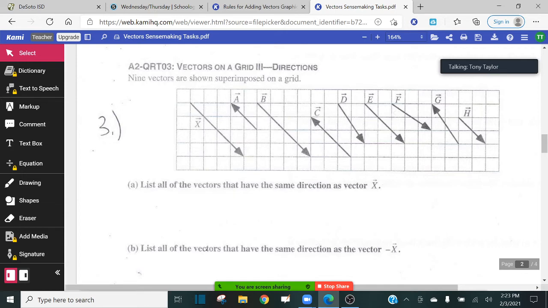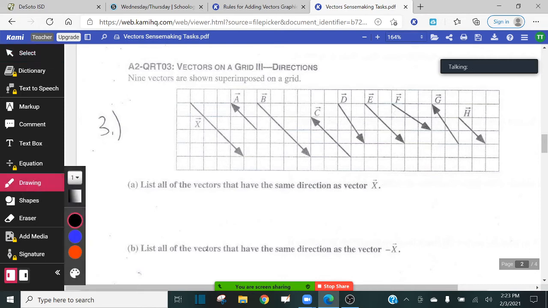And y'all want to list those for me? B, E, H. Okay, everybody agree with that? They have the same direction as vector x. Yes, Irina, you are correct. It is B, E, and H. Okay.